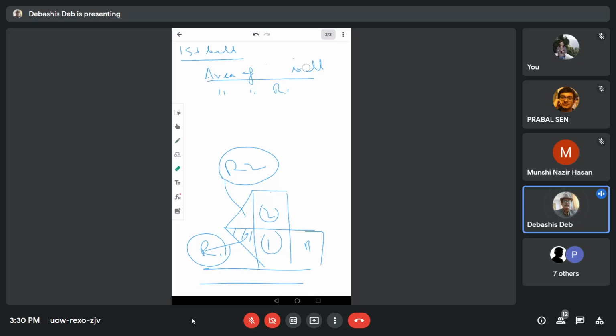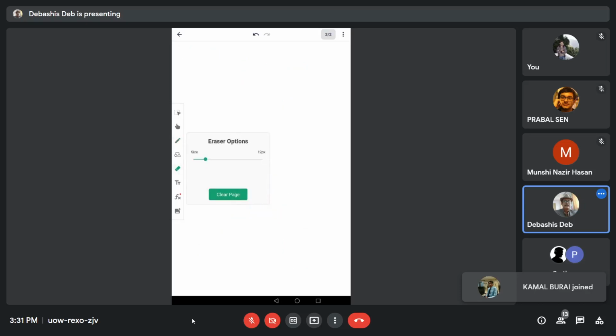Let me correct here: area of 1 plus area of R1. Again for the second belt, area of 2, area of R2. Then I will have to do value of 2, value of R2. So instead of doing all those things, we are trying to do it in a shortcut manner. Let me explain. Say, first belt, I can write the equivalent area.